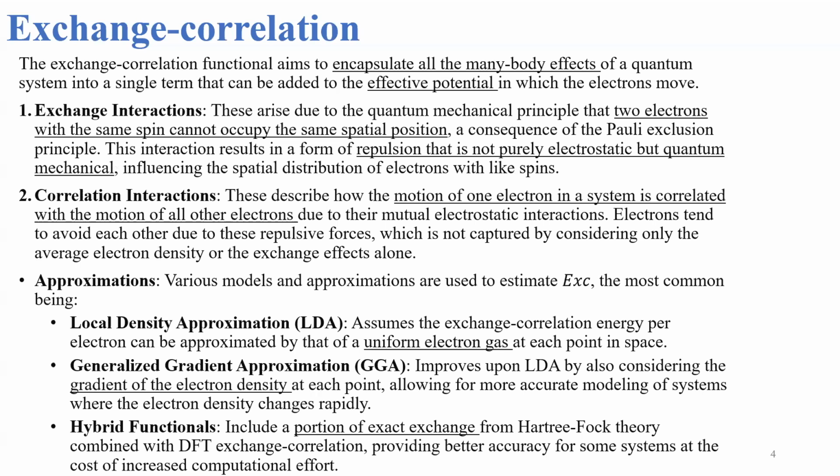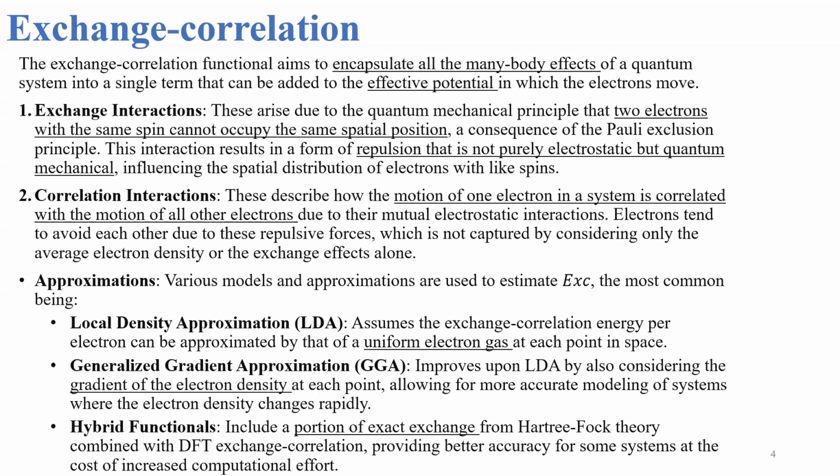Correlation is very interesting because this describes how the motion of one electron in a system is correlated with the motion of all the other electrons in the system. So this is how correlation is important. Electrons try to avoid each other due to the repulsive forces, which is not captured considering only the average electron density or exchange effect alone. So this is why correlation is important.